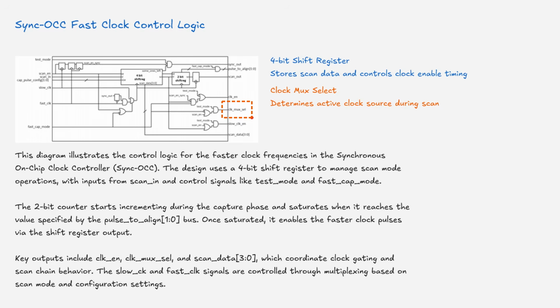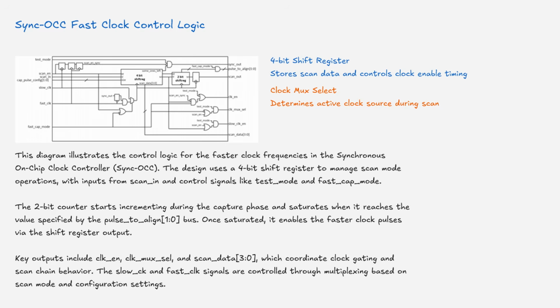Once saturated, it enables the faster clock pulses via the shift register output. Key outputs include CLK enable, clock mux select, and scan data 3 to 0, which coordinate clock gating and scan chain behavior. The slow clock and fast clock signals are controlled through multiplexing based on scan mode and configuration settings.